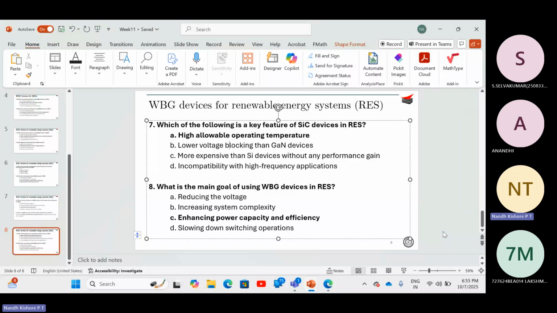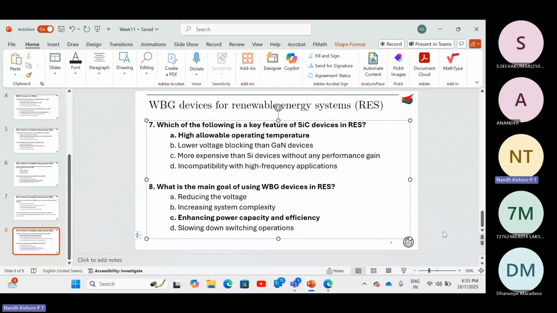Commercially, GaN is available only up to around 650, 700 volts, mostly. Whereas SiC devices are generally rated for 900 volts, 1200 volts, and even 1700-volt SiC devices are there. In the lab, people have even got 3.3 kV rated SiC devices. So SiC always has higher blocking capability than GaN. And the other two are not even close to the correct answer.